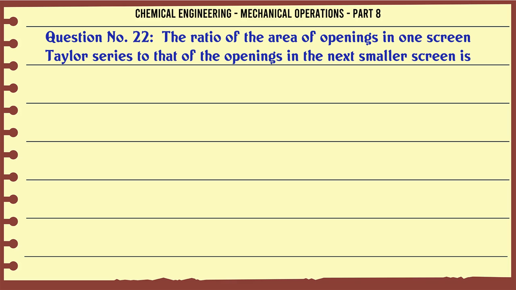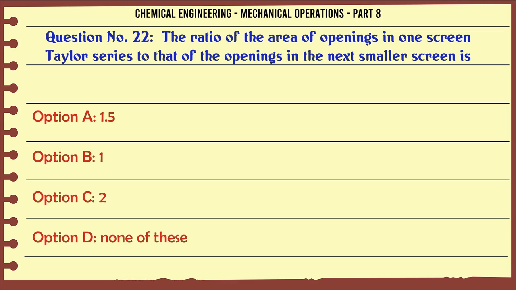The ratio of the area of openings in one screen of the Taylor series to that of the openings in the next smaller screen is A. 1.5. B. 1. C.